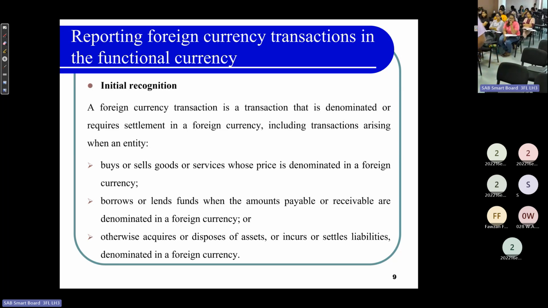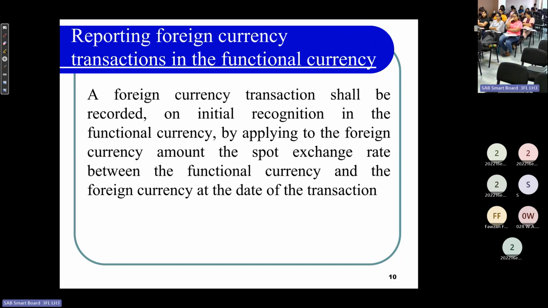These are the transactions. Let's say we, as a bank, have given a loan. That's a loan granted. That's a transaction for me, so that needs to be translated as a foreign transaction. Initial measurement. Already we have discussed two transactions: import and export. Reporting foreign currency transactions in the functional currency.